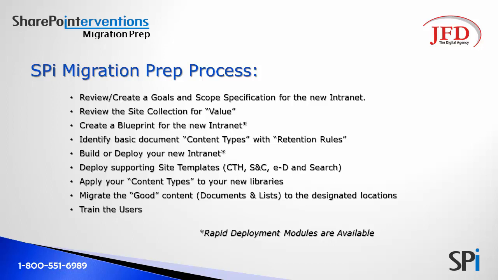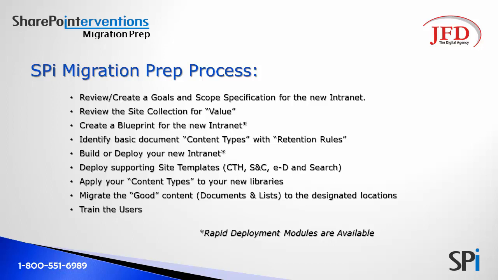The first step is to review or create a goal and scope specification for the new intranet. This basically identifies the purpose for the intranet and its technical limitations. The next step is to review the current site collection for value. Then a blueprint is created for the new intranet. Then you identify the content types and retention rules that will be used in the new intranet.